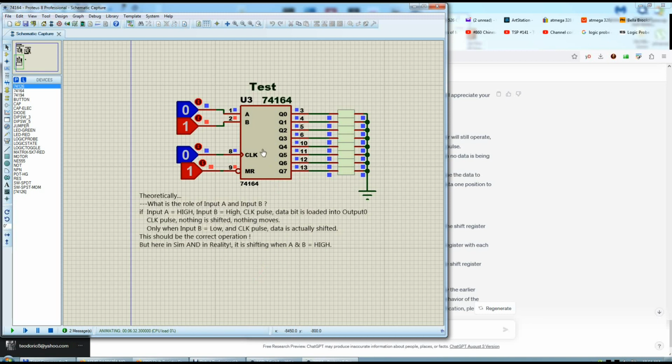But it is performing exactly as in reality. There's nothing wrong with Proteus, and also nothing wrong in reality. It's doing what it's doing, but not as explained here. Nothing actually stops, it's continuously shifted. So it doesn't matter. B is doing absolutely nothing, or B is in the way, pretty much. It is literally in the way.